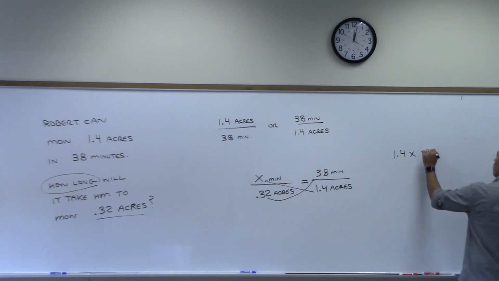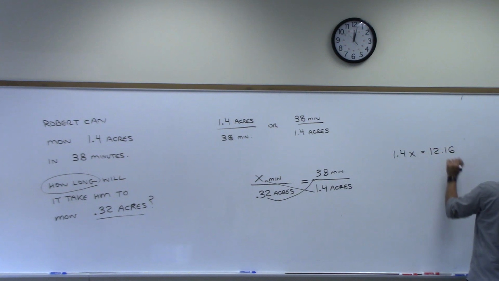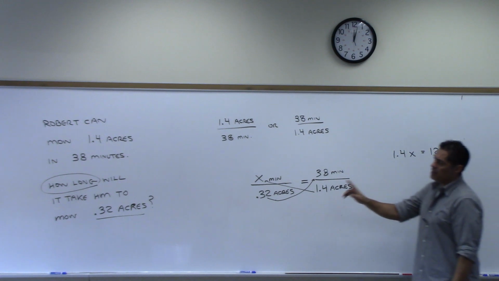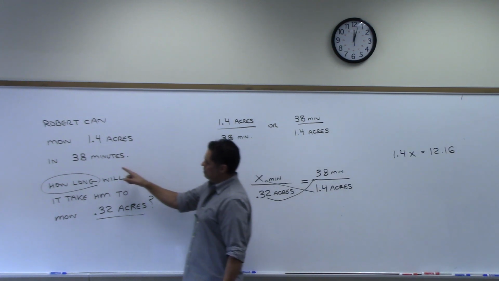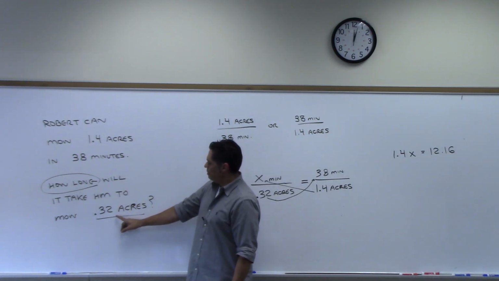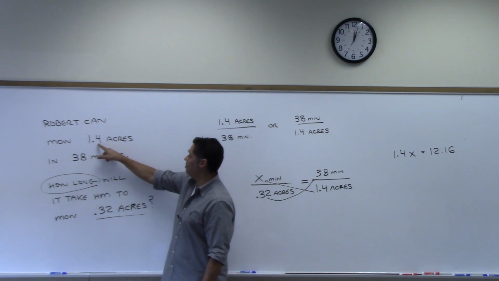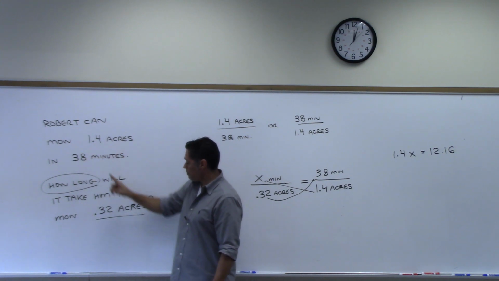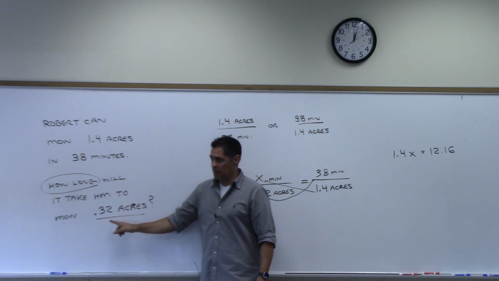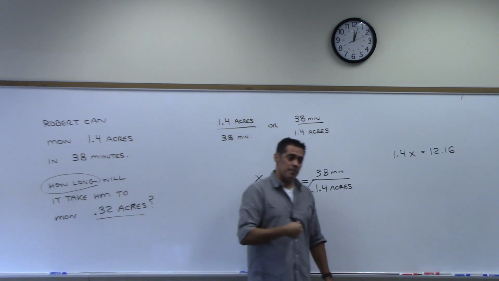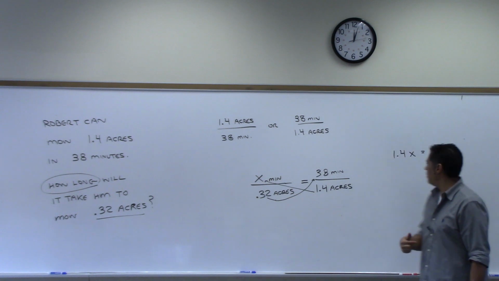I get 12.16. Hey, before I get an answer here, is it going to take me longer or less time to do this? I mean, for 1.4 acres, it took me 38 minutes. It should take me less time, right? Because this is less acreage. So my answer better be less than 38 minutes, right? Let's see what happens.